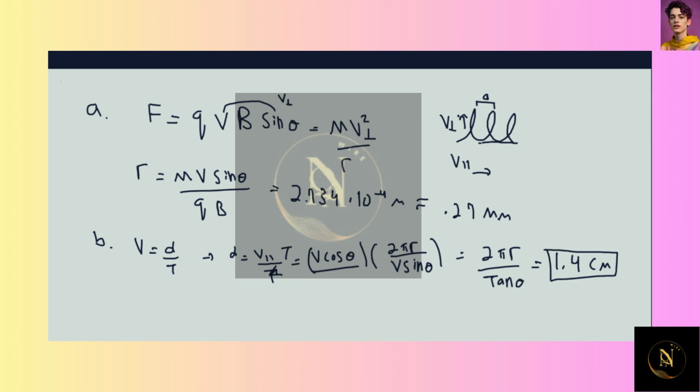So it's making these very tight loops of just over a quarter millimeter, and then it's moving 1.4 centimeters in each one of those. So this picture probably looks maybe something like this, a little bit more accurate. But either way, there we go.